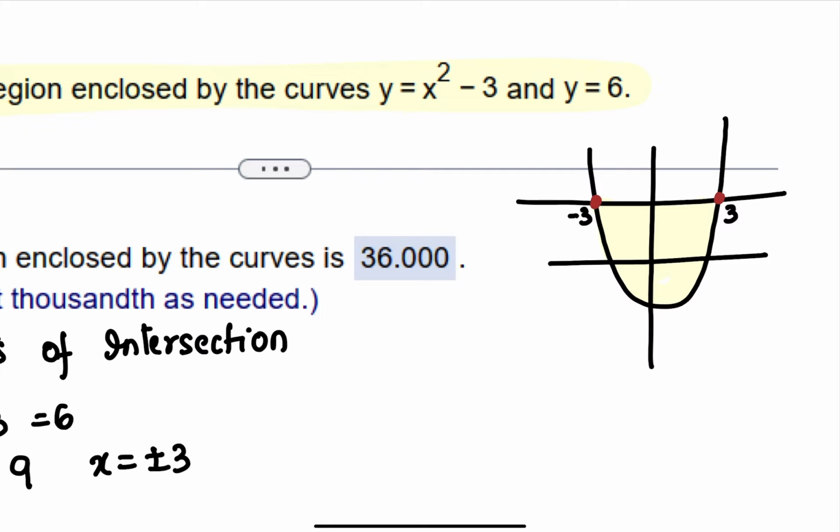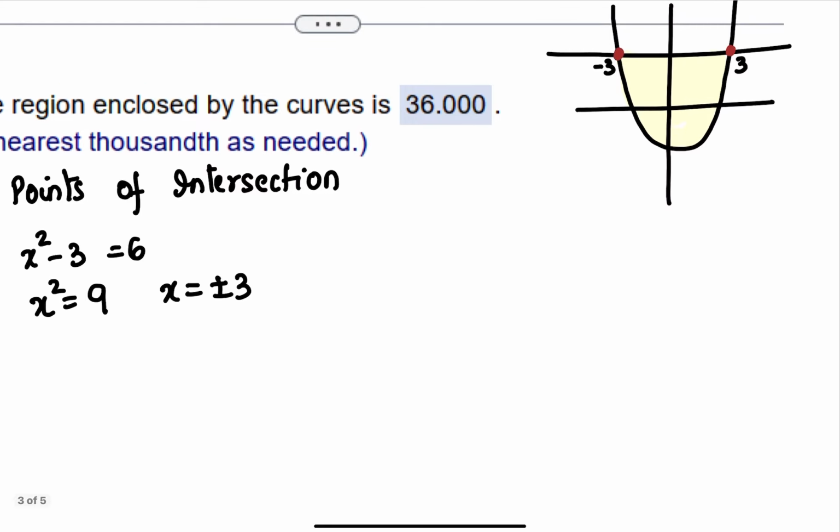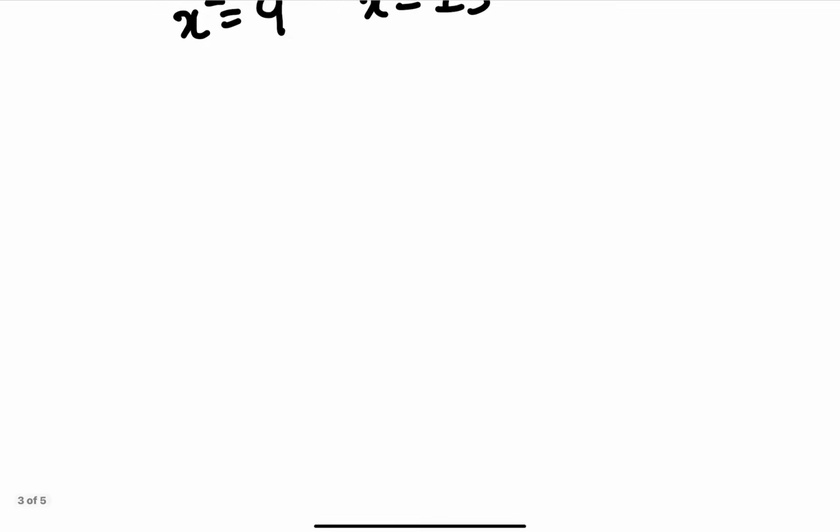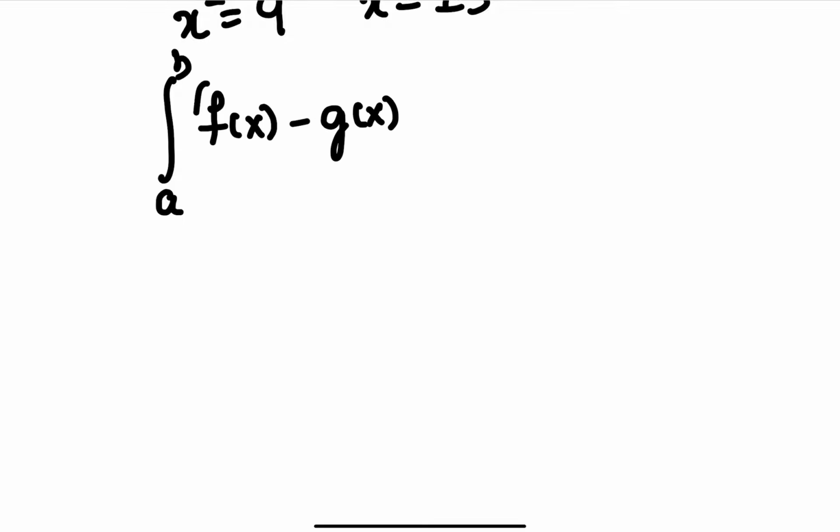So now all you're trying to do is find the area between -3 and +3. Once you have that, you see that the upper curve is y is equal to 6, and the curve below is x squared minus 3. Once you have that, easy peasy. It is the integral from a to b of f of x minus g of x dx.